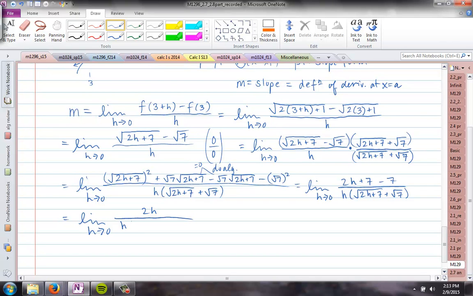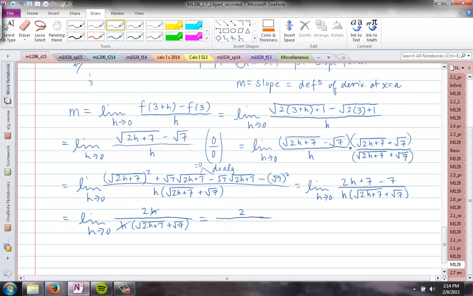So the h's will cancel, and then you can plug in, drop the limit notation, and you're done. So I'm just going to do that in the step here. You drop the limit notation, plug it in, h equals 0. Oops, just kidding, I already canceled that.